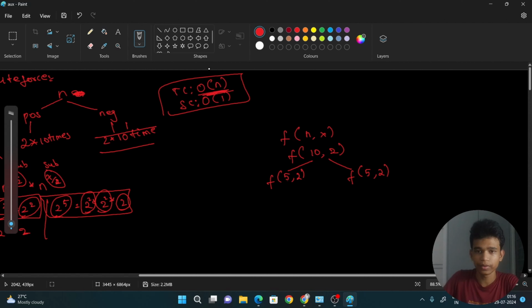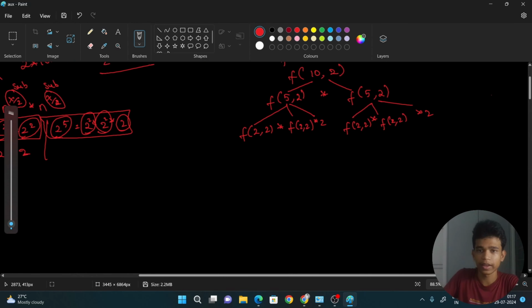Okay. Now for this 5, what should I do? I should do f of 2 comma 2, and I want to compute f of 2 comma 2, and I have to multiply them with 2. 2 is what? 2 is the x value, right? I want to multiply it, right? Okay, here also the same is again repeated, right? Fine.